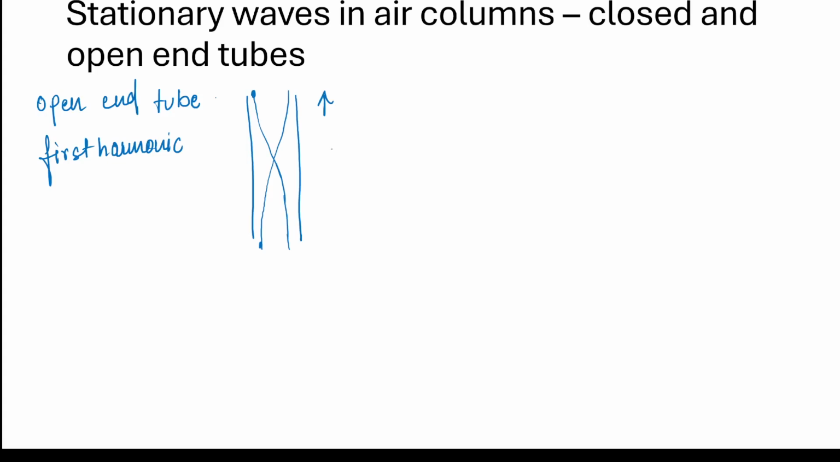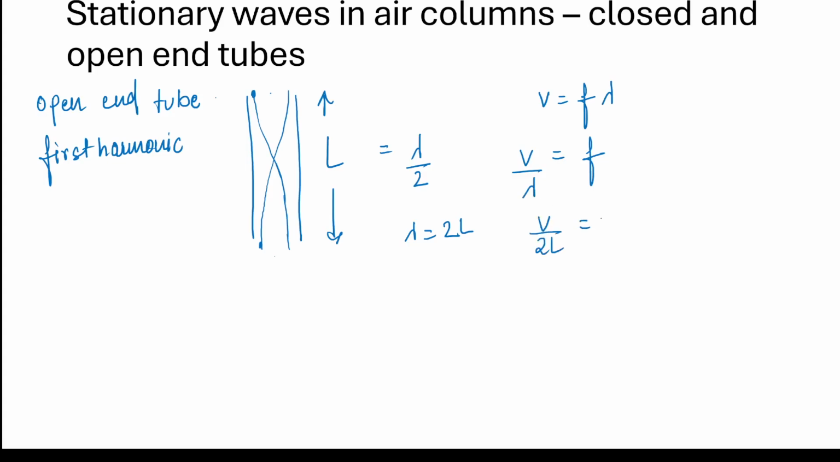So if the length is L, the distance between consecutive antinodes is lambda over 2. So my length is lambda over 2. Lambda is 2L. Again, V equals F lambda. So F will be V over lambda, so V over 2L. So that's similar to our string stretched at both ends. If I have to get the second harmonic, you go ahead and try it yourself. How would the second harmonic in an open end tube look like?